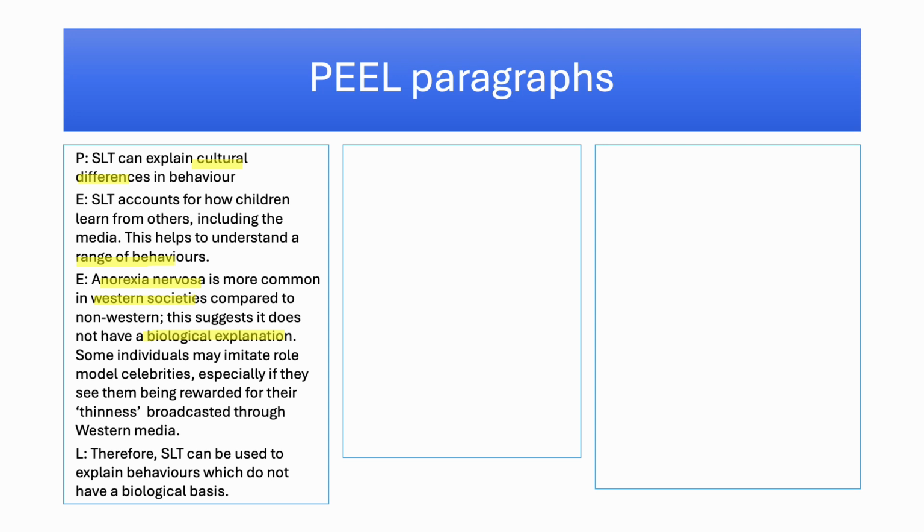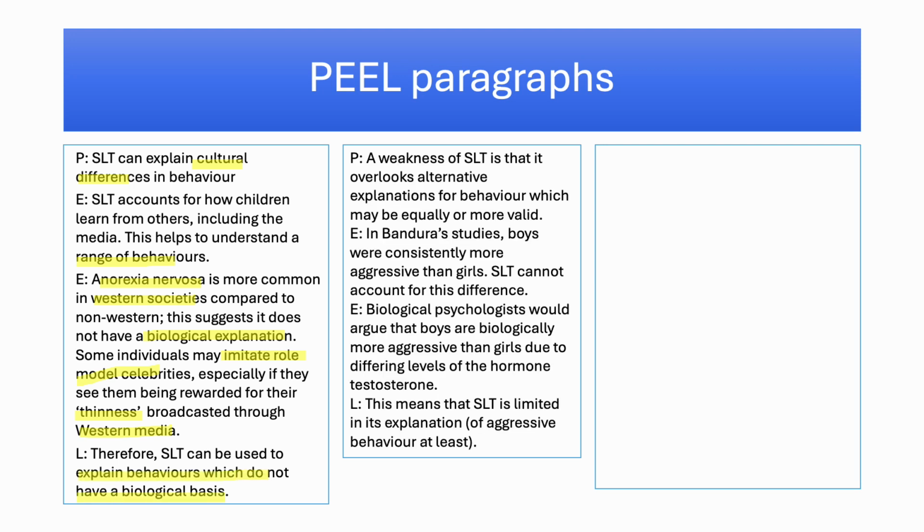And so the social learning theory might suggest that individuals might imitate role model celebrities, especially if they see them being rewarded for their thinness, which is often broadcasted through Western media, magazines, size 0 models, that sort of thing in America, where it's seen as a desirable behaviour and people might learn through observation and imitation of that. Therefore, social learning theory can actually explain behaviours that do not have a biological basis.